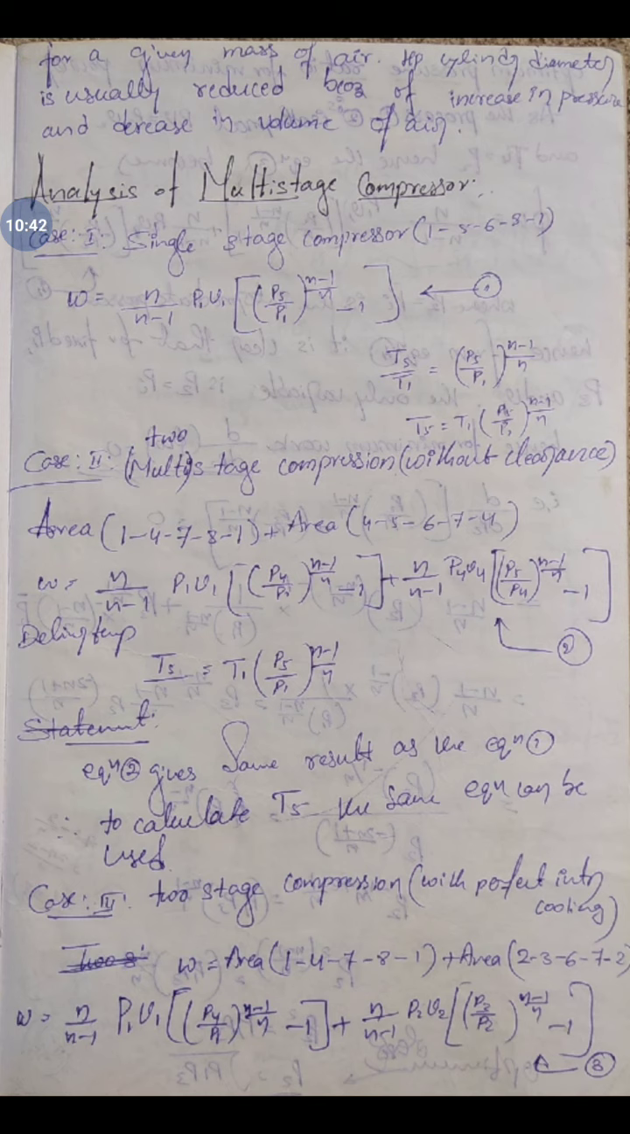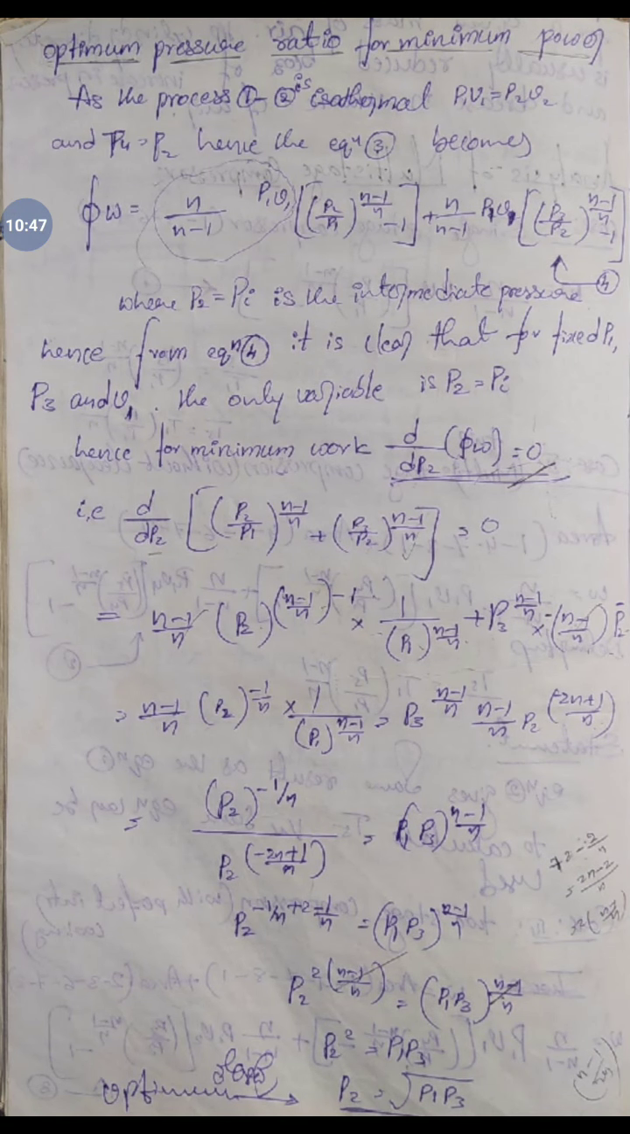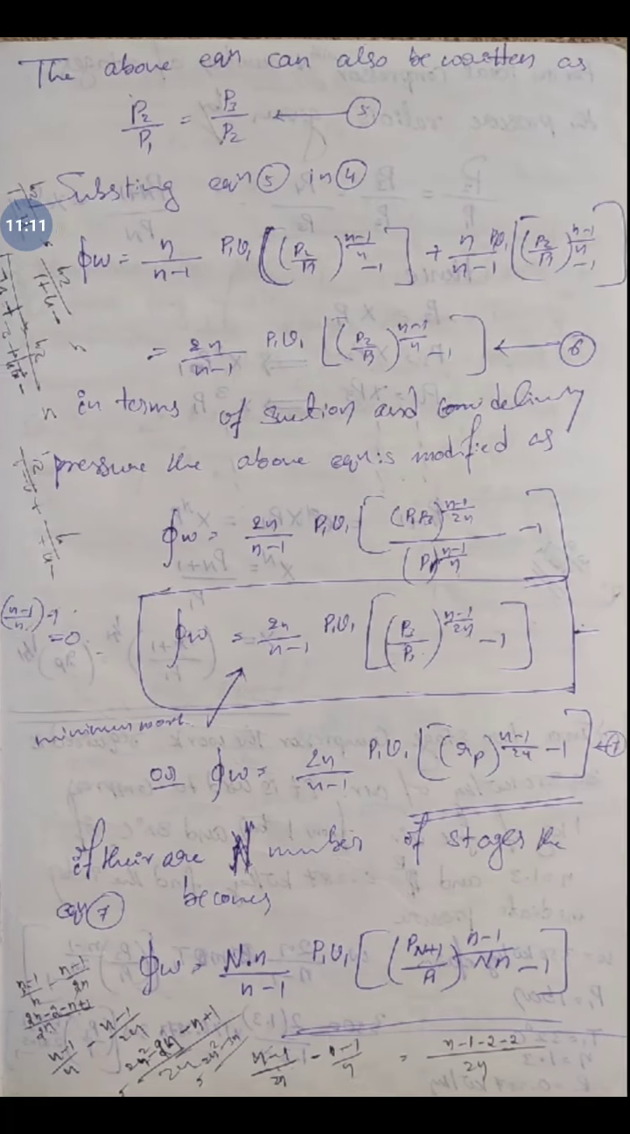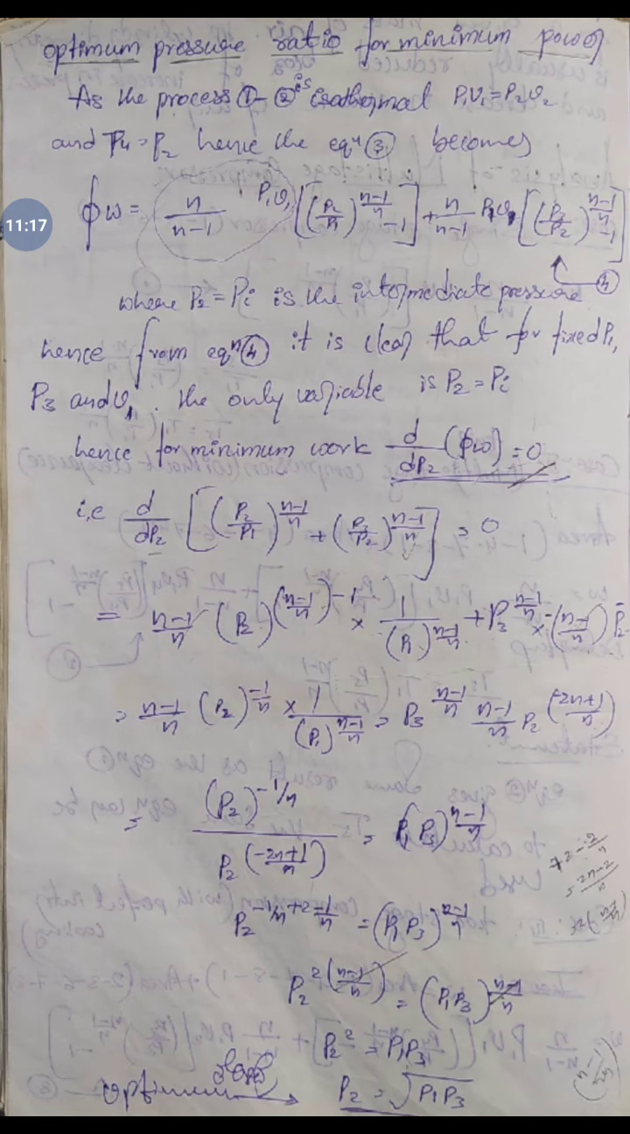Now we have to find the optimum pressure ratio or the minimum power required to compress the air. In the exam they may ask you either to find the optimum pressure ratio or the minimum power required to compress the air of a multi-stage air compressor with perfect cooling. As I told you, the dashed line 1 to 2 is an isothermal process. So P1 V1 will be equivalent to P2 V2, and P4 is equivalent to P2 from the PV diagram.